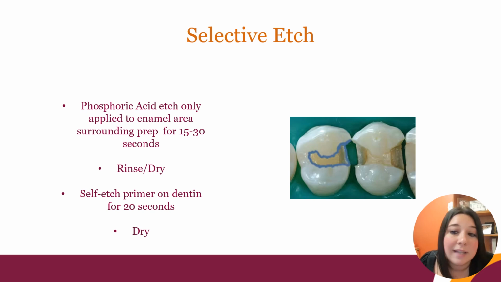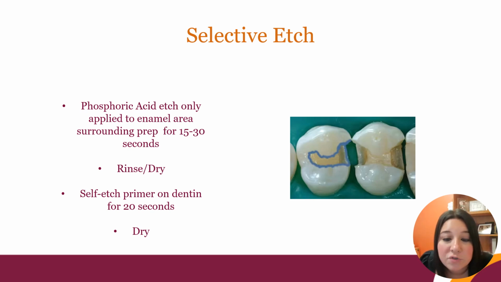Next, we have the selective etch method, which allows you to adequately etch the enamel without over-etching the dentin, because over-etching the dentin can result in increased post-op sensitivity, and it can also decrease the bond strength. So, for selective etch, we are first applying a layer of our normal etchant to the enamel surrounding the preparation. As you can see in the picture here, it's just a thin line right where that tooth is going to meet the filling. And you'll leave this on for about 15 to 30 seconds.